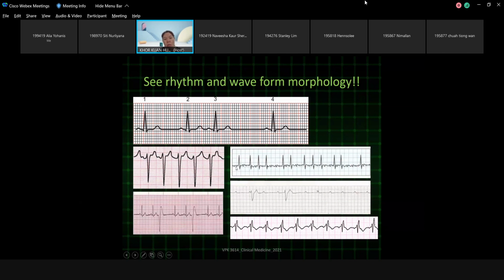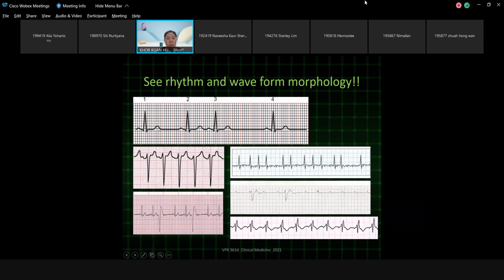Just now we had P, Q, R, S, T, but what are all these? P, P, P, P, P? Then got Q, R, S, T? Then three complexes then nothing. Then two appeared, then nothing. Then it comes three whenever it likes. So that's what you mean by rhythm. The rhythm is irregular. So with waveform morphology, you want to pick out whether there is any abnormality.